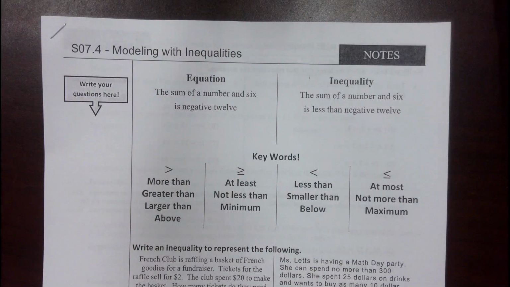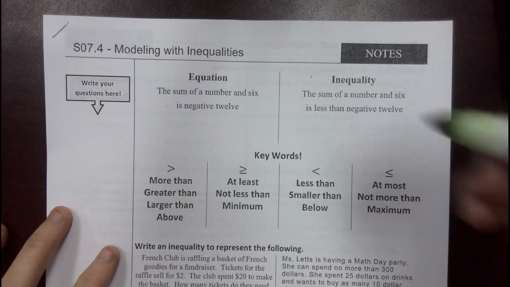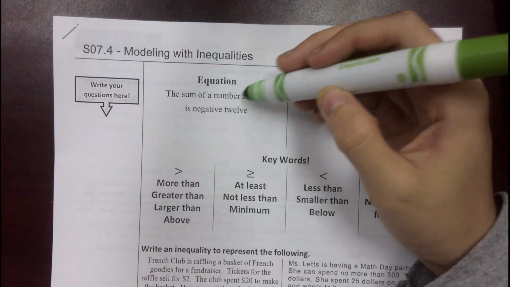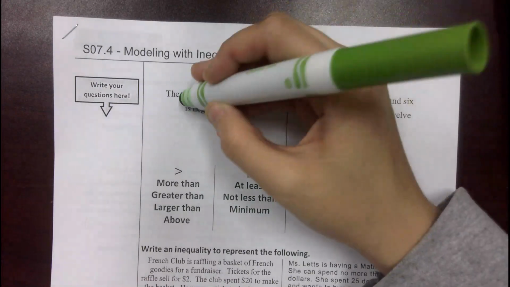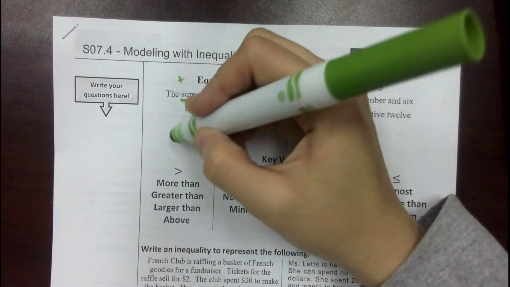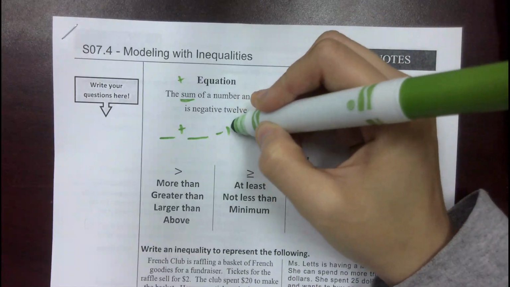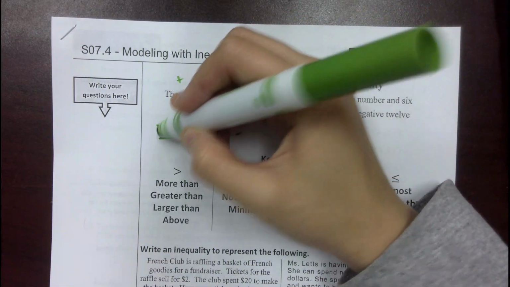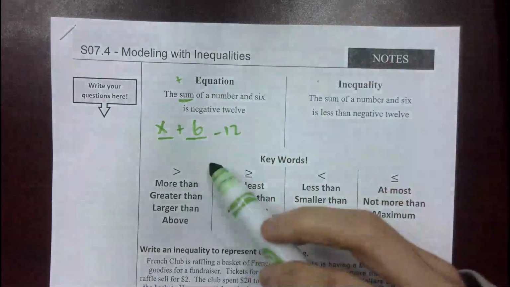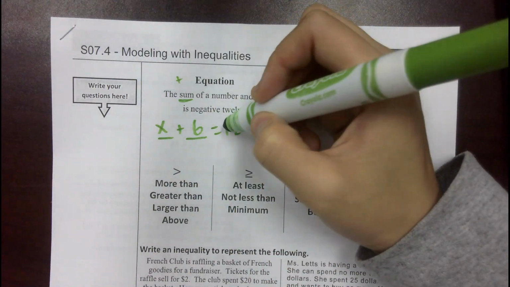With inequalities. So if you haven't noticed, the last section of every unit is modeling. So we're turning words into numbers. So word problems, right? So let's do an example of an equation. The sum of a number and 6 is negative 12. So sum is adding. So we're adding two numbers. And it equals negative 12. So we have a number, let's say x and 6.